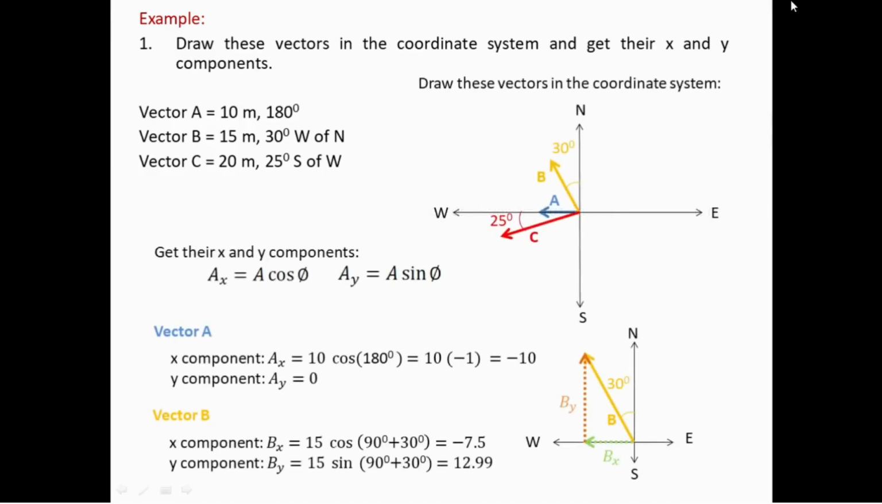Now let's do that. So first, you draw these vectors in the coordinate system. So we have here the three vectors that we are going to add.